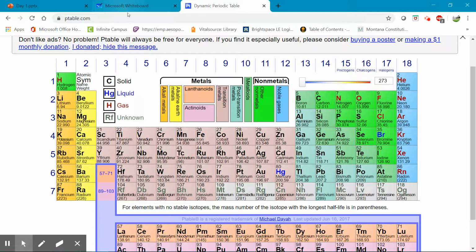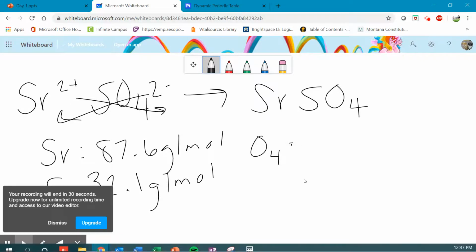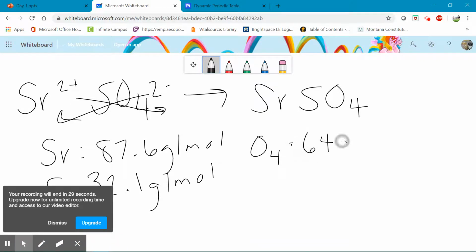And then our oxygen, there's 4 of them. So 16 times 4 is 64 grams per mole. And so if you add all those together, you have 87.6 plus 32.1 plus 64, and you have a total of 183.7 grams per mole.